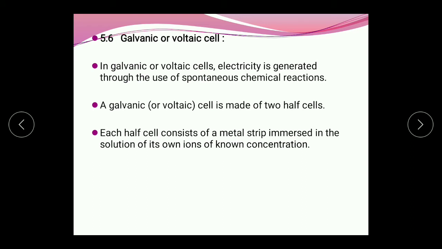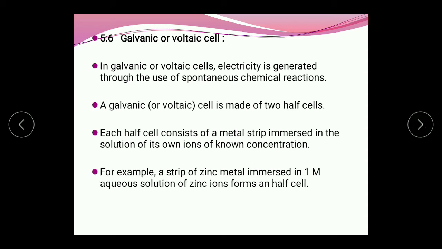Each half cell consists of a metal strip immersed in the solution of its own ions of known concentration. Understood? Now, concentrate on one half cell so that we can prepare two different half cells. How is it prepared? Just take any metal strip, copper, zinc, aluminum, silver, whatever, and that metal strip is immersed, that means dipped, in the solution of what? In the solution of its own ions of known concentration. Let us take an example.